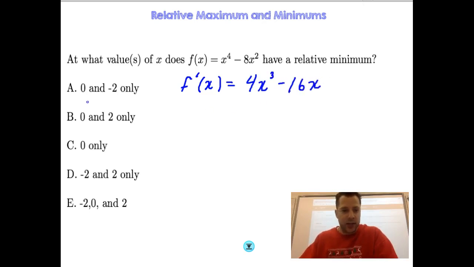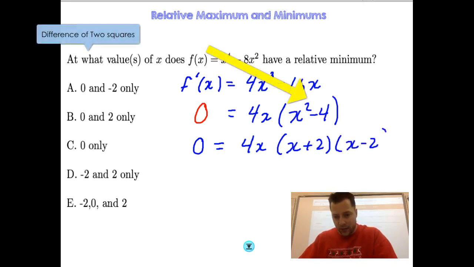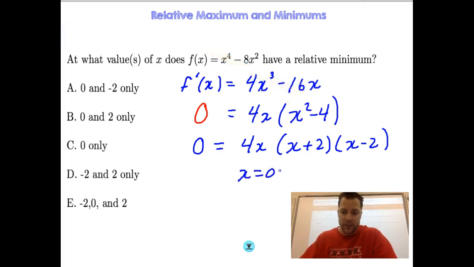And so I can factor. I'm going to set my derivative equal to 0 so I get my critical values. So I have 4x, and then I can get x squared minus 4. Oof, got some work to do. So we're going to have 0 equals 4x times x plus 2, x minus 2. So what makes any of these 0? Well, you get x equals 0, x equals plus or minus 2.